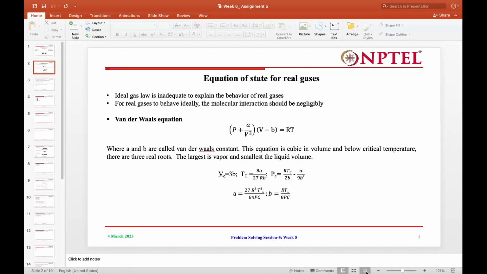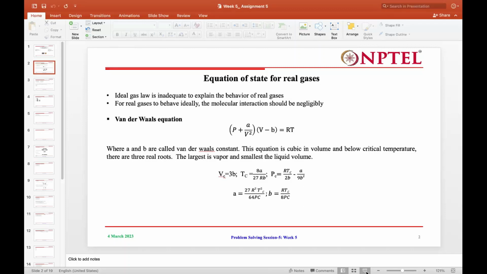So, equation of state for the real gases. Here the ideal gas is inadequate to explain the behavior of real gases. For real gases to behave adequately, the molecular interaction should be negligibly small, and the volume of the molecules should be negligibly small compared to the total volume of the gas. So here starts the first equation of state for real gases, the van der Waals equation.